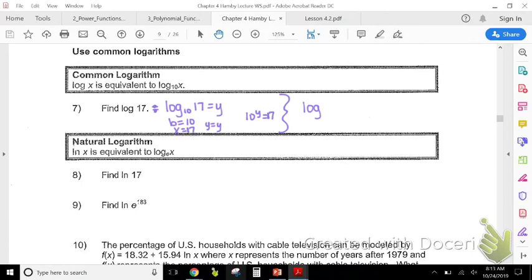So go ahead and type in log of 17 and hit enter. And what does it tell you? It's approximately 1.23. Good. Now, could I have used this on the stuff in example 6? I could have. So y equals 1.23. Yes, our y is equal to 1.23.